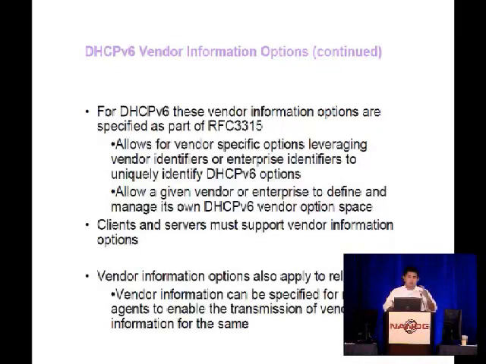Essentially, vendor information options, as part of 3315, give us the option space within the core protocol, where we can actually specify, under a unique enterprise ID, options that are specific to that enterprise ID. I won't elaborate too much on this because it'll create some discontinuity around what we're going to talk about later. But again, it provides some flexibility, right? So we're talking about the ability to leverage vendor options as part of the core protocol.